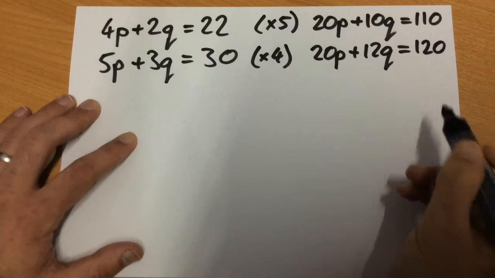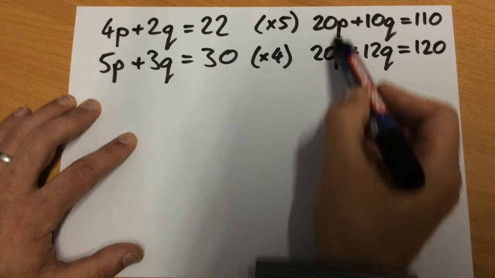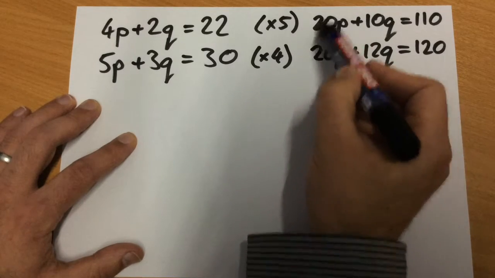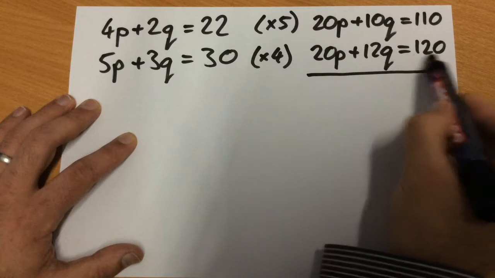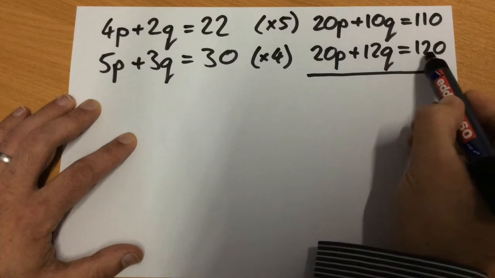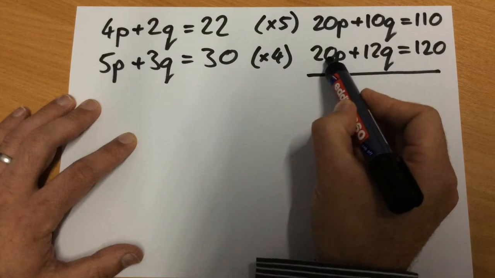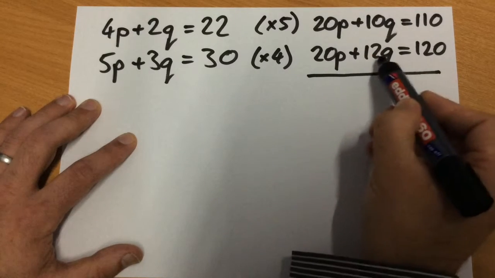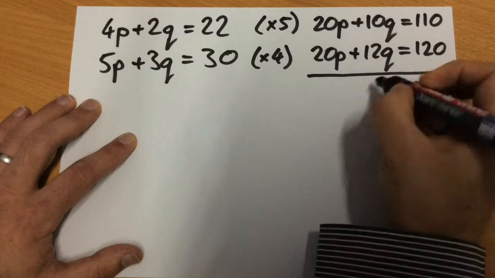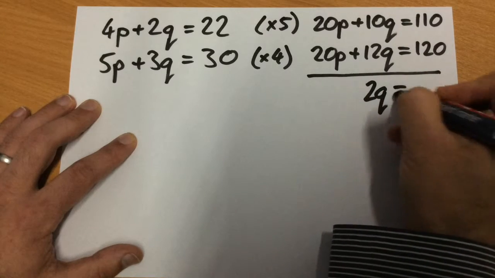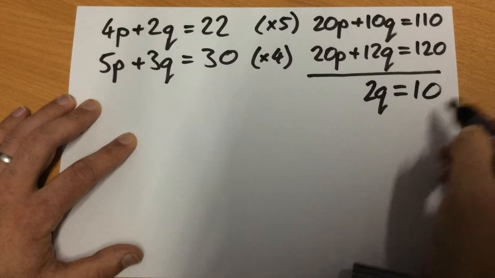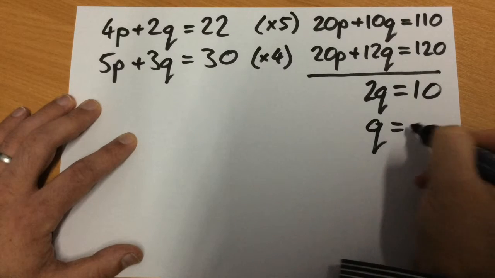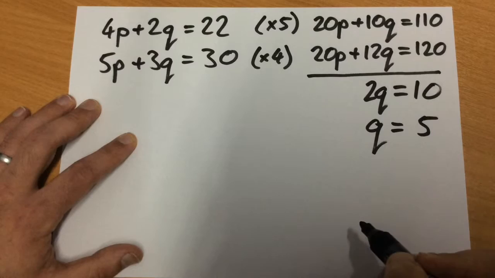Now I'm back to the situation where I have the same number of p's, or the same coefficient of p in both of these, and I can work from both of those. I'm going to do the bottom line take away the top line, because the numbers are bigger in this, it'll be a little bit nicer. 20p take away 20p disappears. 12q take away 10q is 2q. 120 take away 110 is simply 10. Divide both sides by 2, and you've got q is equal to 5.